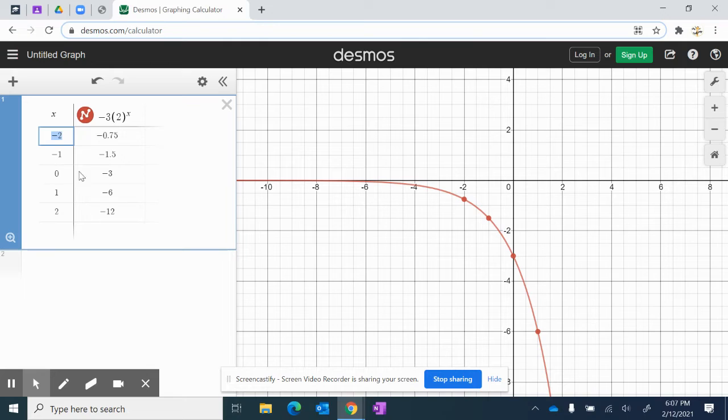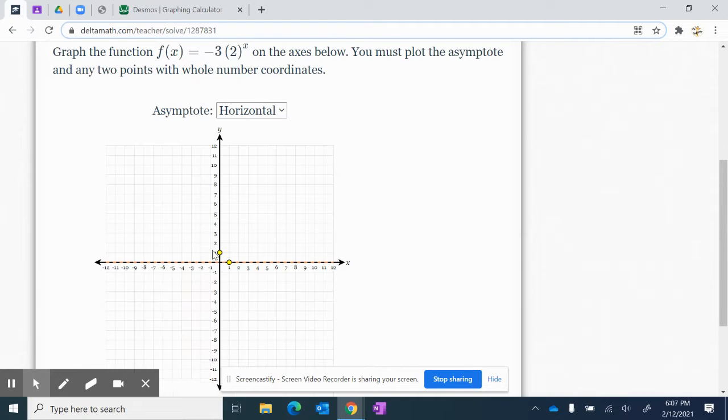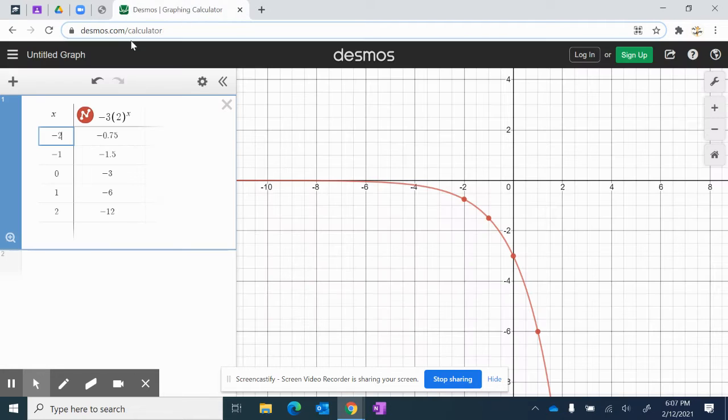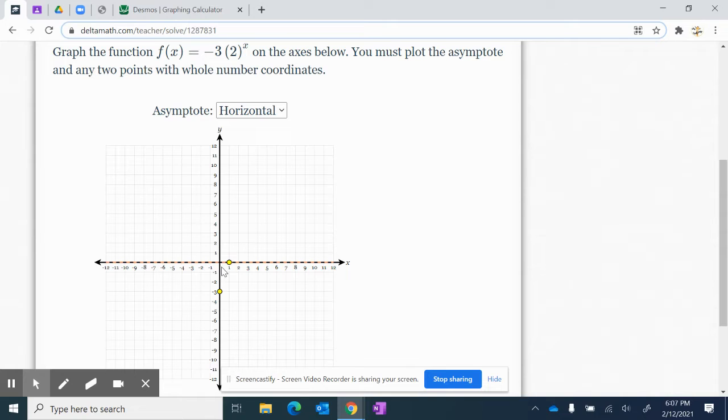So I'm just going to use 0, -3, and 1, -6. So here I'm going to go 0, -3, and what did I say? 1, -6. And then it does it right there.